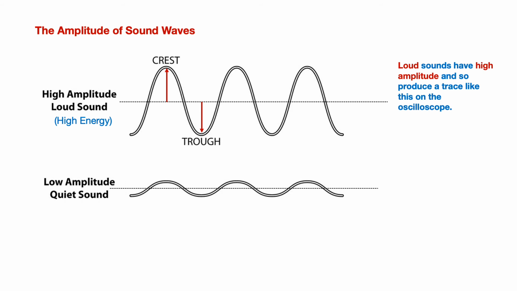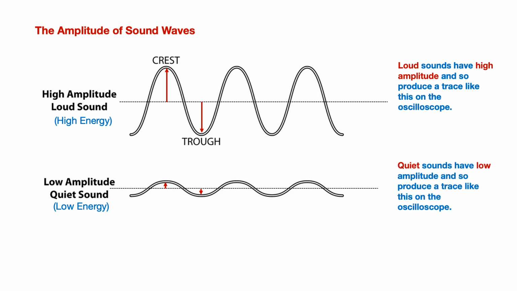In the trace below, you'll see that is a quiet sound and it has low amplitude. Look at the size of that small amplitude. That's quite a quiet sound. There again is the amplitude. Quiet sounds, of course, have low energy, just as loud sounds have high energy. So quiet sounds have low amplitude and they produce a trace on the oscilloscope just like that.